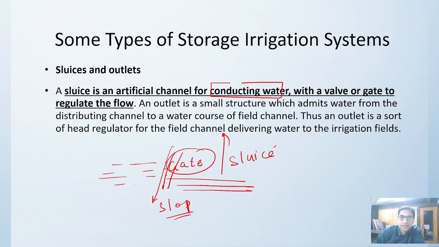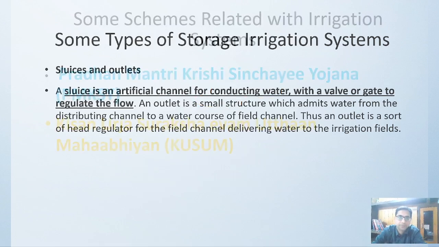So this is an outlet, which is a very small structure which admits the water and sends the water into the channels. This acts like a head regulator, a channel regulator for irrigation fields. So this sluice outlet can be very big, or it can be very, very small. Only this much you have to know from here.